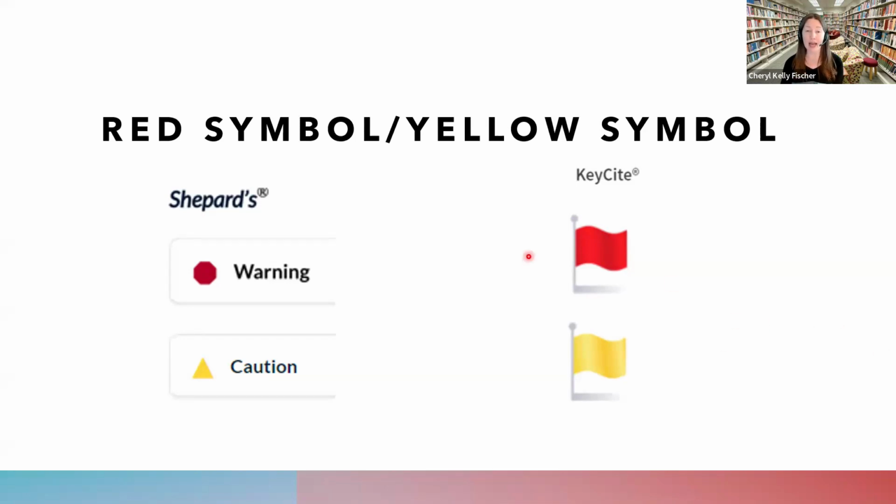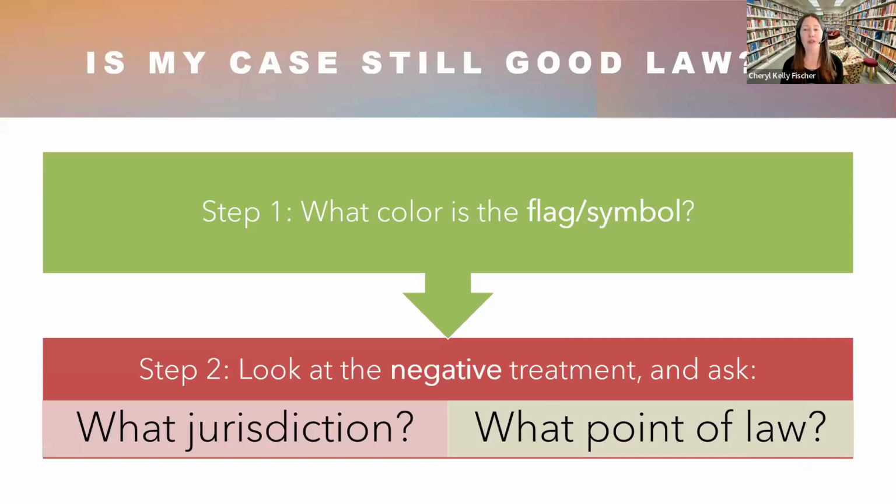So if it's red, read it. You might still be able to use it. And if it's yellow, read it. You might not be able to use it effectively, at least. So keeping all that in mind, here are the 2 steps to the good law test. I know there's always so many steps in legal research. So step 1 is, what color is the flag or symbol? If it's neutral or positive, or even if there's no symbol, then the good law test is complete. You're done. But if the symbol indicates negative treatment, you need to investigate.